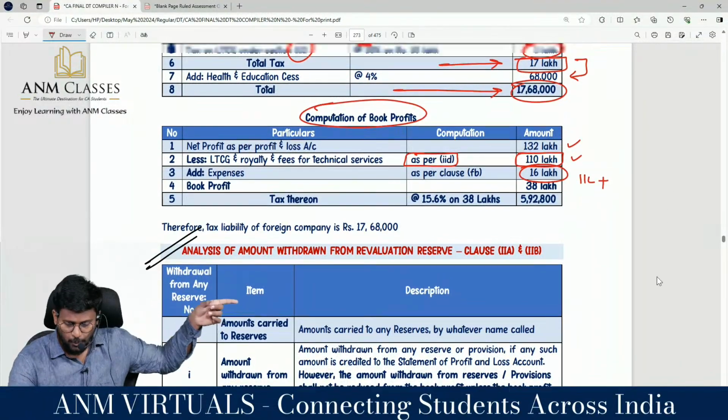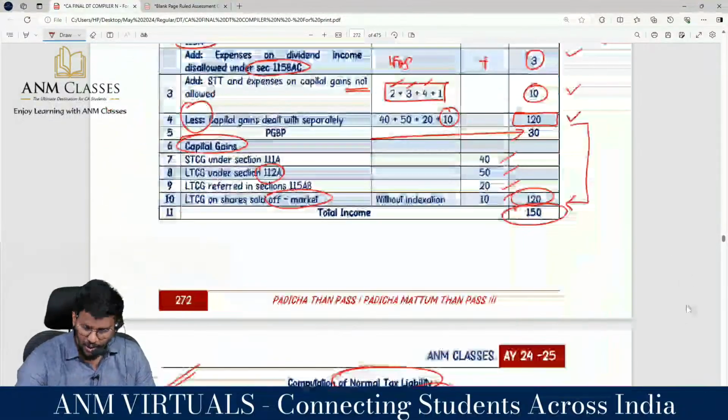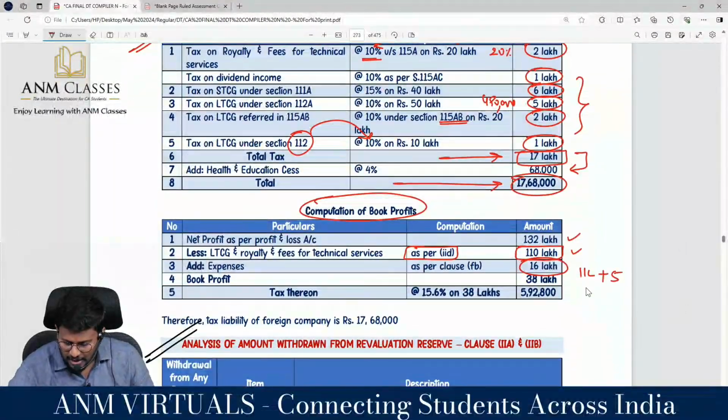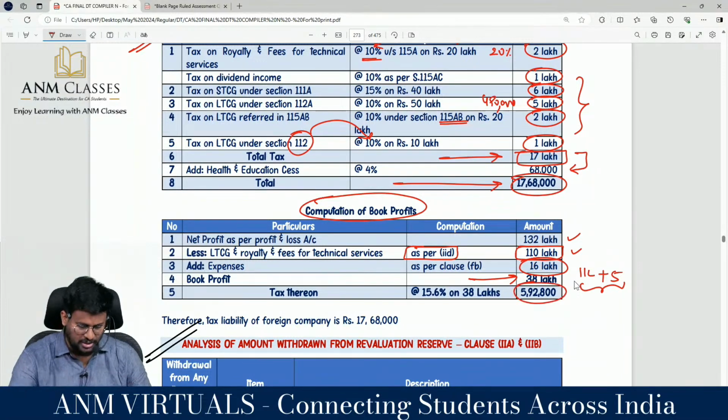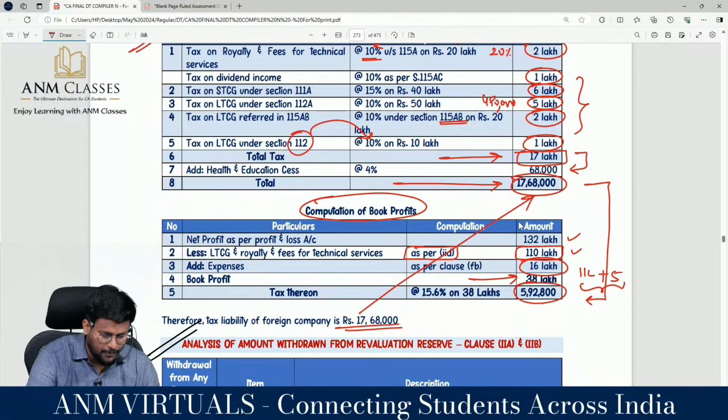With regard to fees for professional services, they have added 5 lakh. But now we will not add. That's how 11 plus 5, 16 lakhs they have added back, and they found the book profit of 38 lakhs. So 38 lakhs into 15% comes to 5 lakh 70,000 into 104% comes to 5 lakh 92,800. Here the tax payable as per the normal route is higher. So tax liability of the foreign company is 17 lakh 68,000.